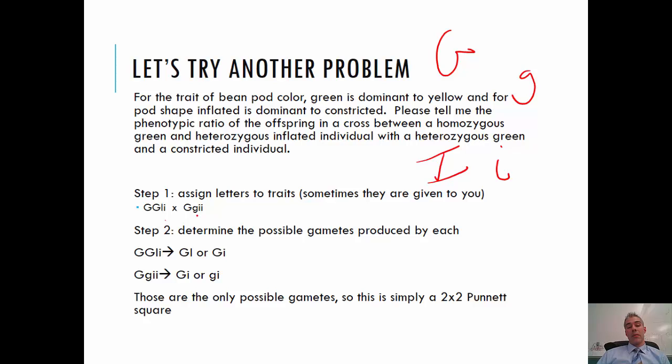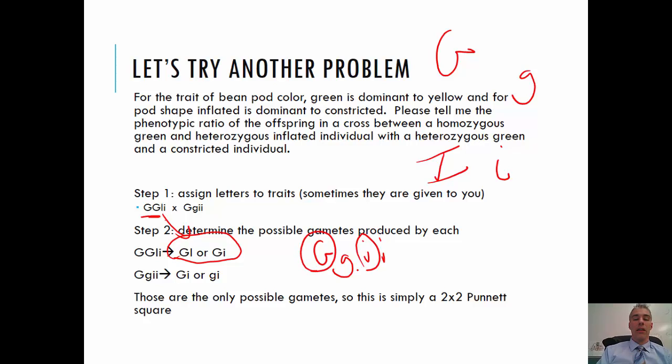Next step is to determine the possible gametes produced by each. In this case, we can get a big G and a big I, or a big G and a little i. Those are our only possibilities. These are the sperm or egg that this individual can make. For big G, little g, little i, little i, you can have a big G, little i, or you can have a little g, little i. Those are our only possibilities here. So now we have our possible gametes.